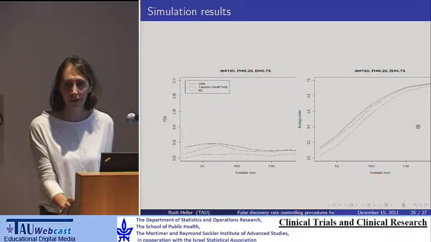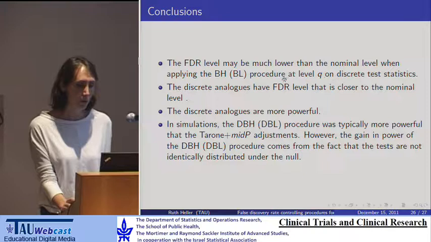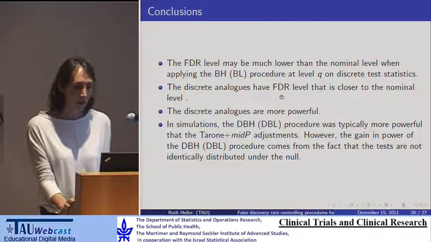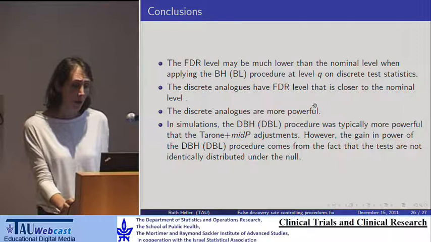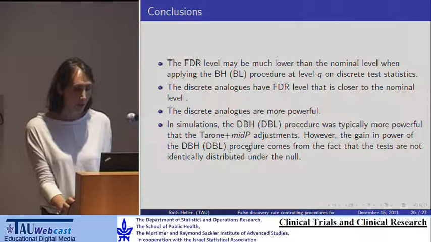So in conclusion, the FDR level may be much lower than the nominal level when applying the BH or the BL procedure at level Q on discrete test statistics. Now, the discrete analogs have an FDR level that is closer to the nominal level, and they are more powerful. In simulations, the DBH and the DBL procedures were typically more powerful than the mid-P values plus Tarone adjustments. However, the gain in power of these discrete procedures comes from the fact that the tests are not identically distributed under the null.